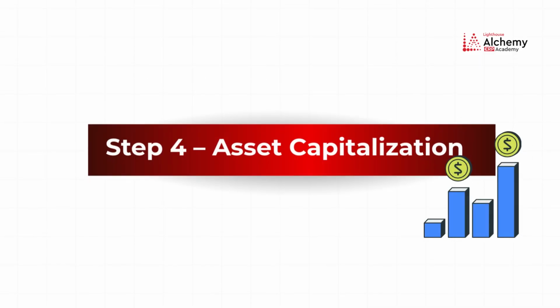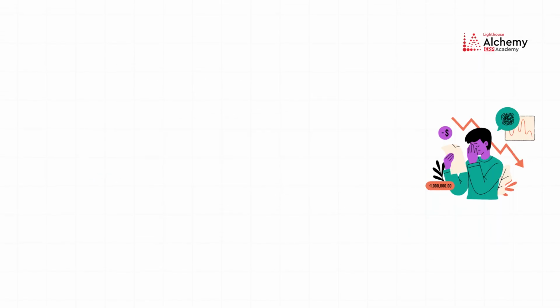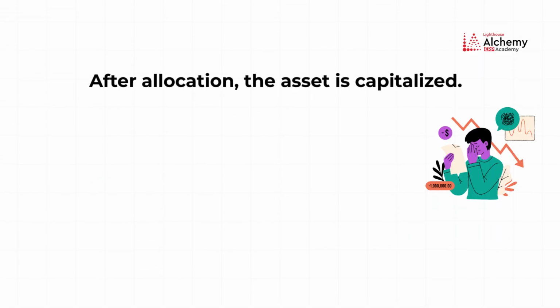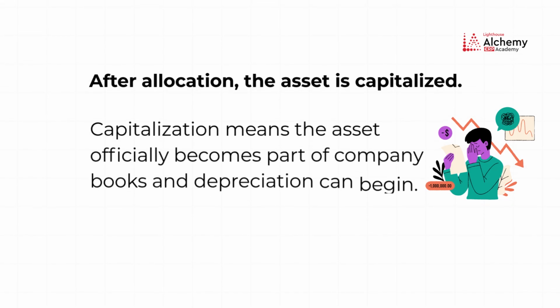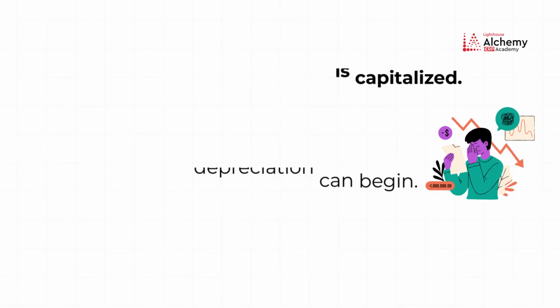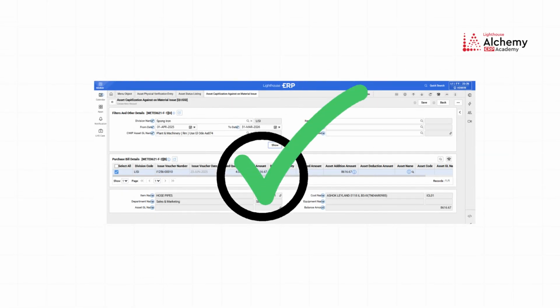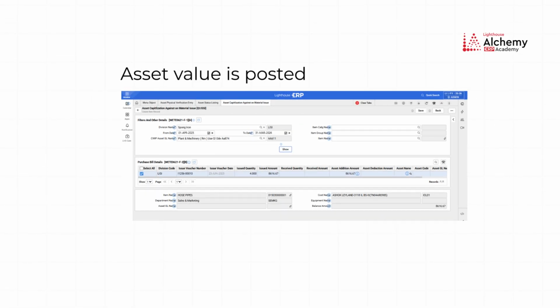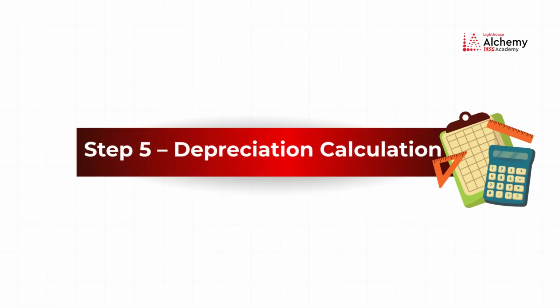Step 4. Asset capitalization. After allocation, the asset is capitalized. Capitalization means the asset officially becomes part of company books and depreciation can begin. Once capitalization is done, asset value is posted. Asset becomes active.